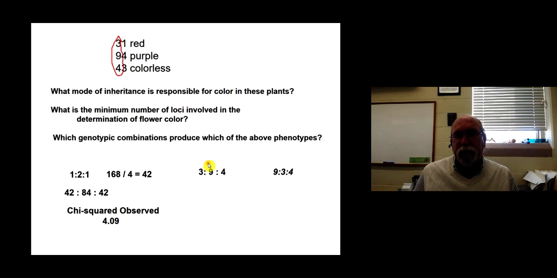Here's 9:3:4. That adds to 16 parts now, not 4. So in this case, about 3/16 ought to be red, 9/16 ought to be purple, and 4/16 ought to be colorless. If I do that, my math says about 31.5 should be red, about 94.5 should be purple, and about 42 should be colorless. That's a pretty good fit. Certainly it's a better fit than this, right? And in fact, to bring this out, the chi-squared observed is about 0.03, a near perfect fit.